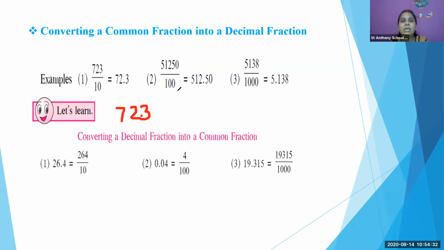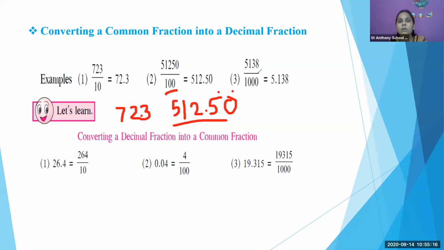Okay, now for example 51250. How many zeros are there? Two. Now count the digits from the unit place, so this is 1, 2. So where are we going to put our decimal point? Here only. Why? Because after 2 digits we will put our decimal point, because 2 zeros are there. So the answer is 512.50.